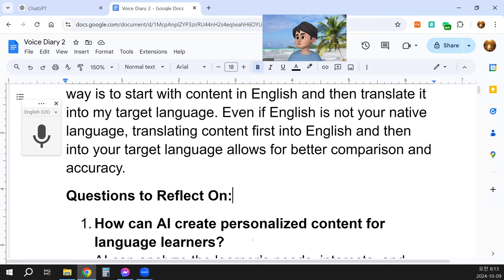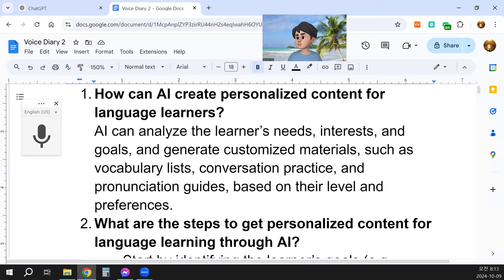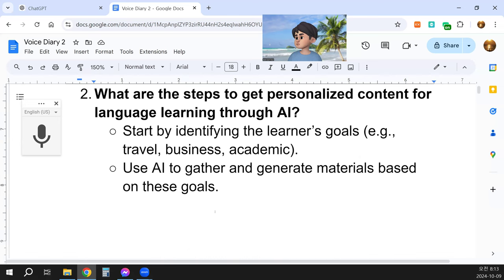Question two, reflect on: how can AI create personalized content for language learners? AI can analyze the learner's needs, interests, and goals and generate customized material, such as vocabulary lists, conversation practice, and pronunciation guides based on their level and preference. What are the steps to get personalized content for language learning through AI?